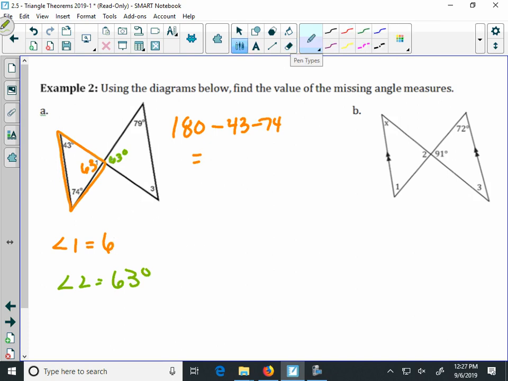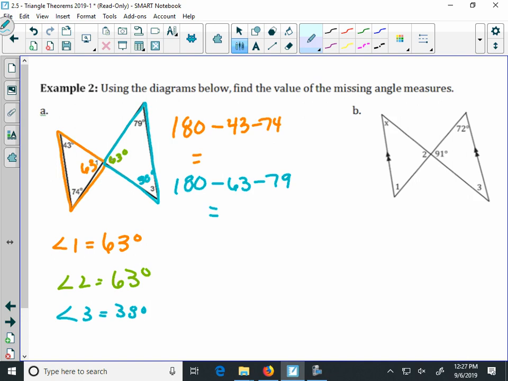How can we find the measure of angle 3? Our last angle. What's angle 3 going to equal? Kevin? Good. How'd you get 38? Good. Yeah, we have another triangle here. We have a separate triangle. And Kevin knew all the angles of a triangle add to 180. So if I subtract the two other angles, you do 180 minus 63 minus 79, you get 38.